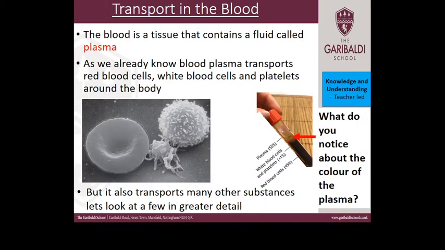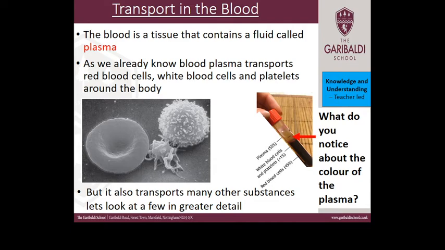Okay, so we're going to talk about transport in the blood, because you saw from the do now, the answers, that blood actually transports a lot of substances around your body. So the blood is a tissue that contains a fluid called plasma. As we already know, blood plasma transports red blood cells, white blood cells, and platelets around the body. So wherever they're needed, the plasma will transport them there.